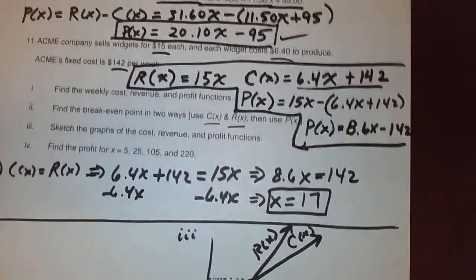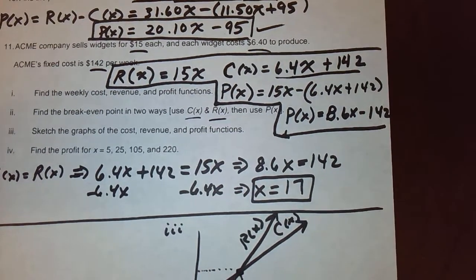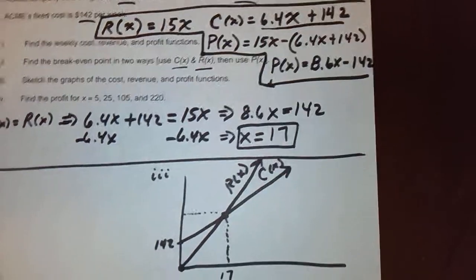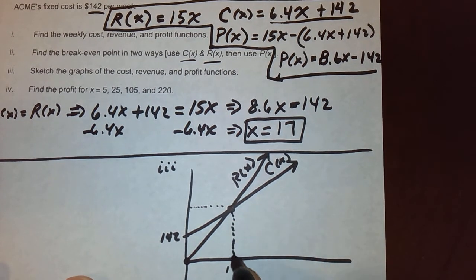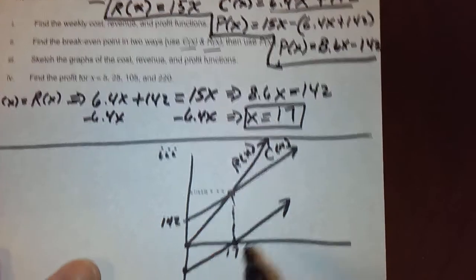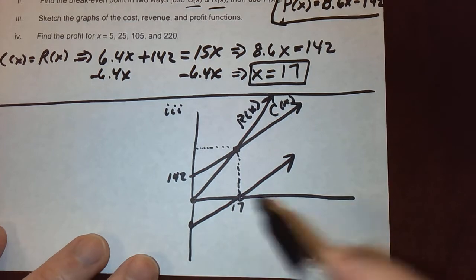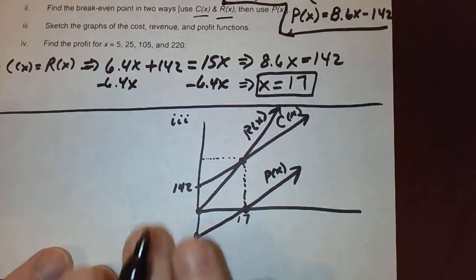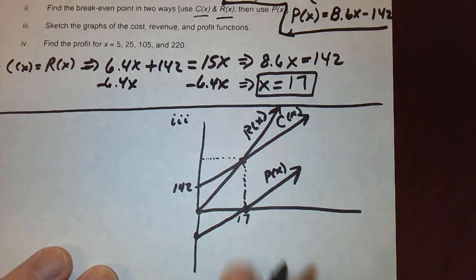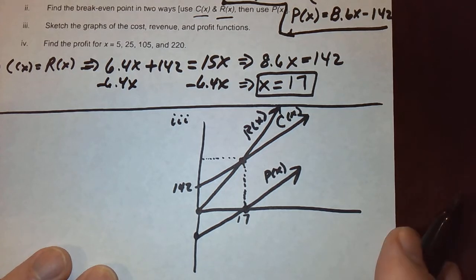And then the profit function has a y-intercept of negative 142. So it would be down here. And it would just go up. Well, at this point is where the profit is 0. So it crosses that point on the x-axis. I didn't want to get too specific and label too many different ordered pairs in this graph, but just realize that the graph looks something like this.